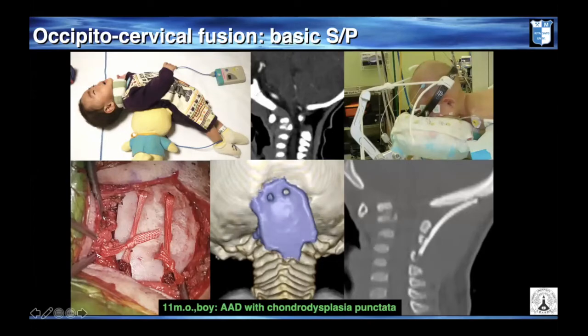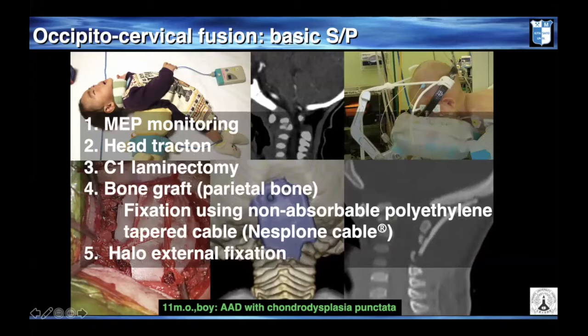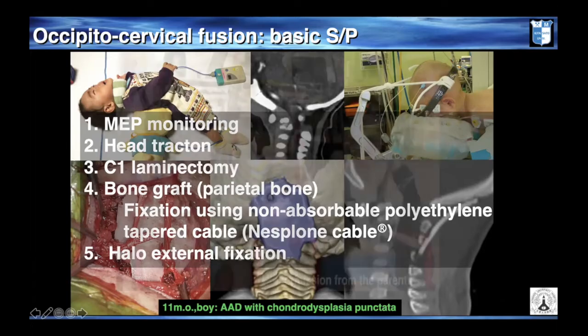So the basic surgical procedure for occipital cervical fusion: the first is MEP monitoring. MEP monitoring starts before taking the position. You take the basic motor evoked potential, then you take the position, check the MEP, and confirm there is no neural compression and no change of MEP. And head traction like this to keep the reduced position. And like this, C1 is severely hypoplastic, C1 is not reliable. Then you make a C1 laminectomy and then take a bone graft. I usually take a parietal bone and do the fixation using non-absorbable polyethylene tapered cable. This is a Nesplon cable I usually use. And then place a halo external fixation like this.